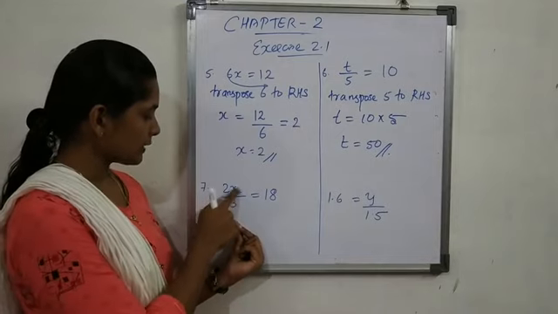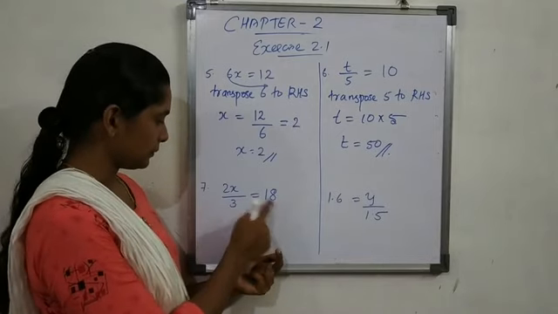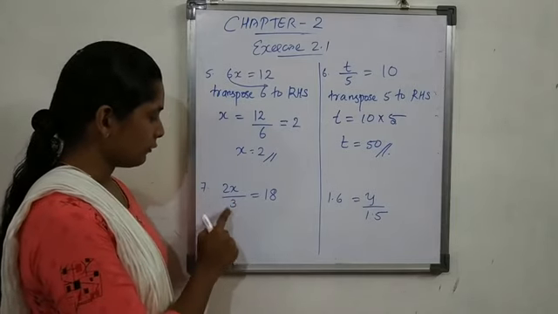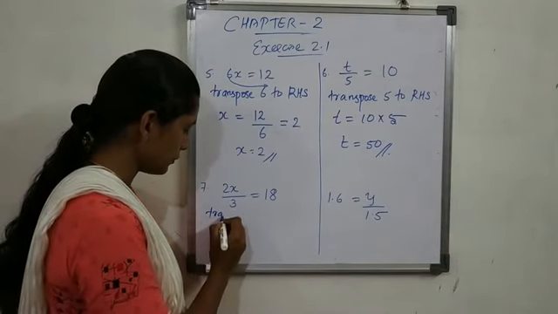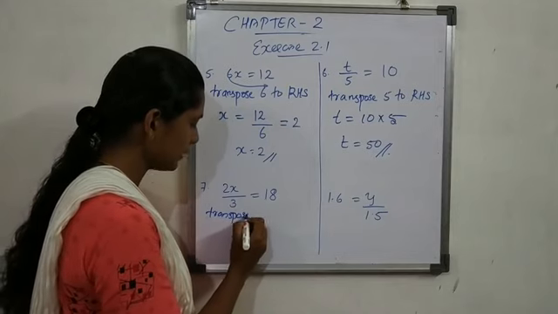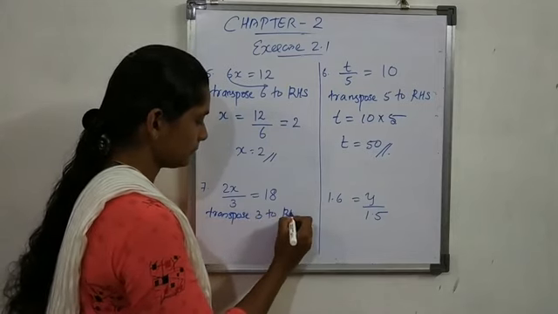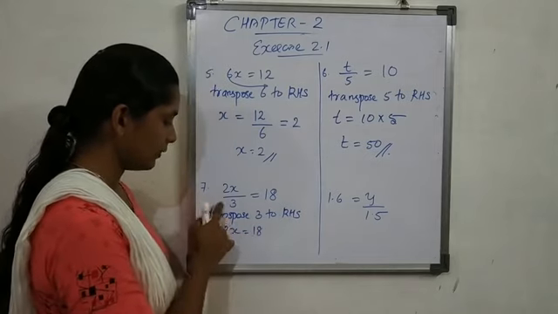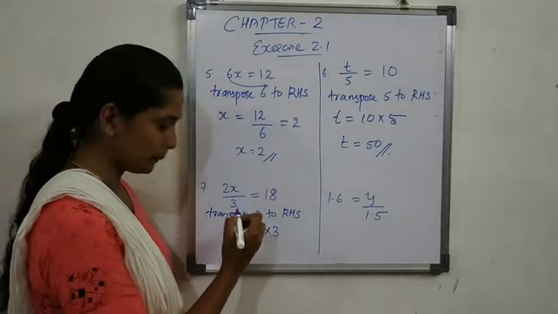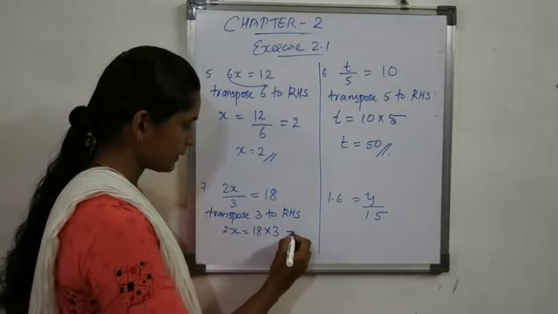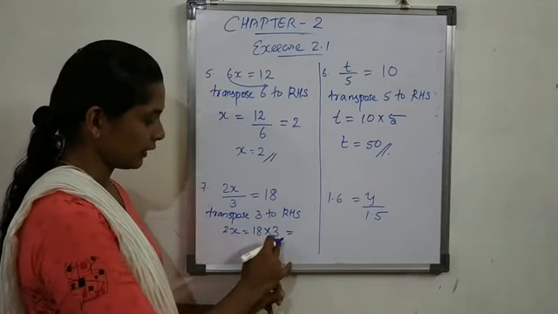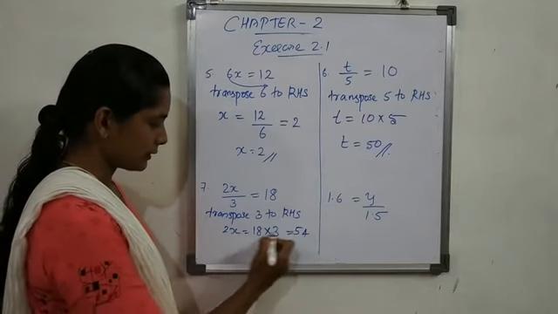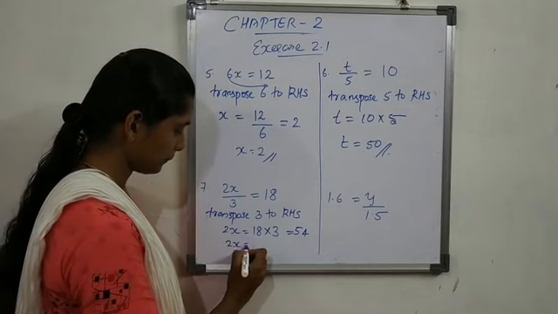Next, 2x upon 3 is equal to 18. Here multiplication is there and division is there. Both are there in this one question. First you have to transpose 3 to the right side. That means 2x is equal to 18. 3 is divided, therefore on the right side you have to multiply. Then 2x is equal to 18 into 3, that is 54. Then 2x is equal to 54.